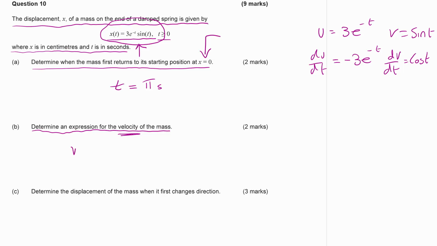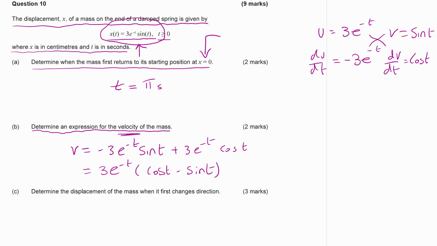And so the velocity here is going to be v du/dt, so that's going to be negative 3e to the negative t sine t, plus u dv/dt, so that's going to be plus 3e to the negative t cos t, which we might want to write as 3e to the negative t (cos t minus sine t).